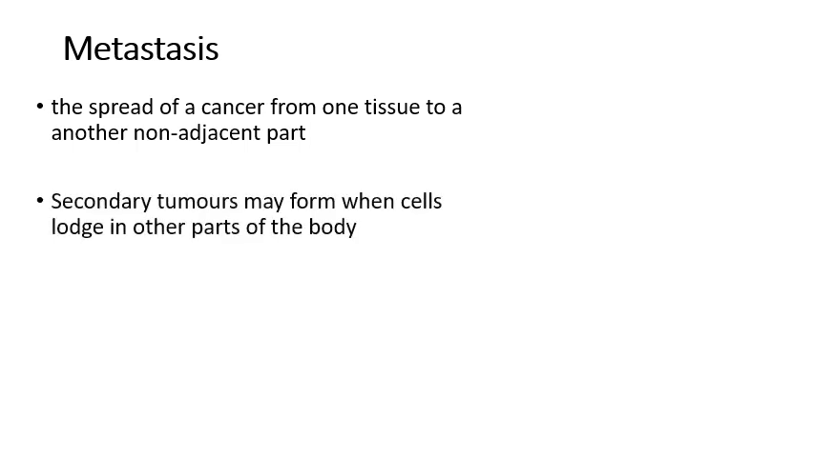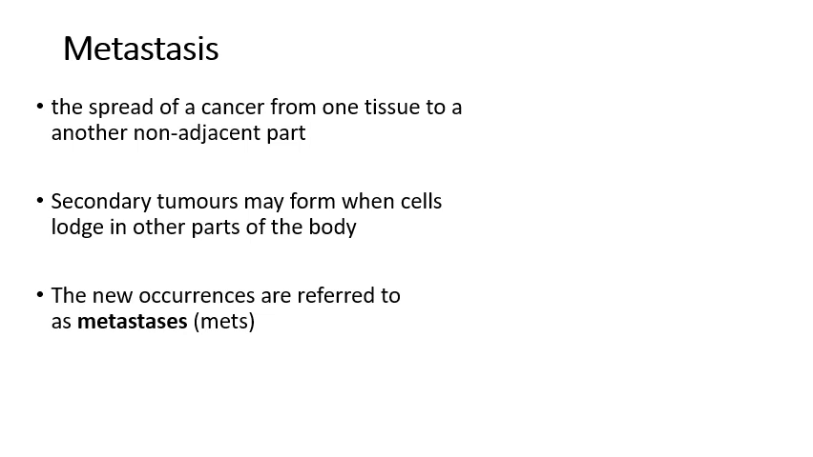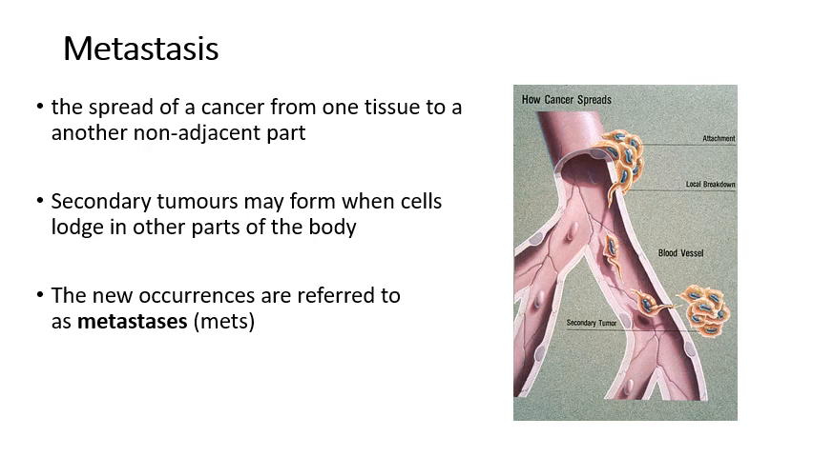We call those new cancers our secondary tumors. Those little cells have broken off and they've lodged in other parts of the body. And we call those new occurrences metastases, or short form just call them METs. I had a heck of a time yesterday trying to make sure I was pronouncing that properly, and I'm like, oh my God, I'm just going to call them METs.